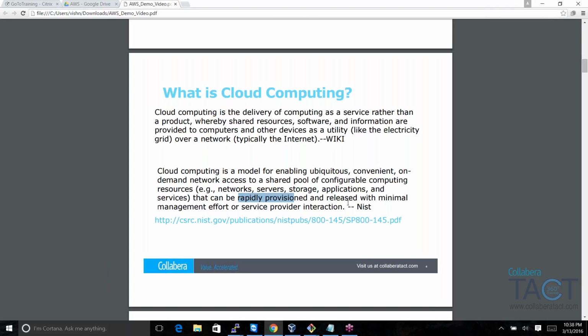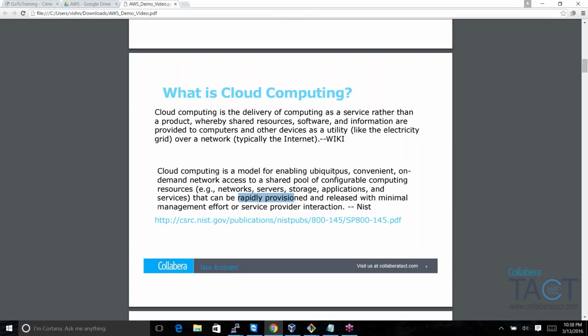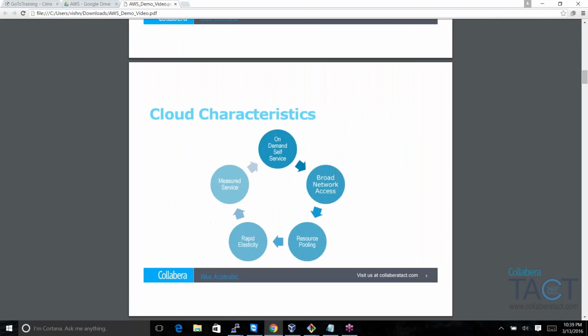All of these actions, provisioning, configuring, deleting, upgrading, should be done by the end customer itself, and the way the end customer accesses these resources should be very easy, with minimal management effort or service provider interaction. If I need a Linux server or a Windows server, it shouldn't be a case where I ask a service provider to give me a Windows server. I should be able to do it myself, and that should be easy and fast.